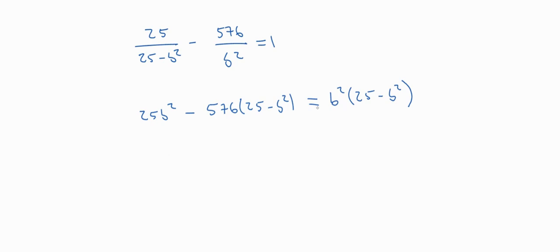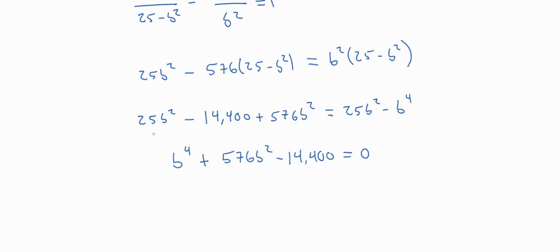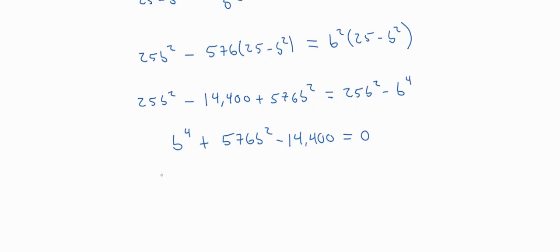I'm going to multiply things through, so I'm going to get 25b squared minus, this is going to become 14,400 plus 576b squared, and this equals 25b squared minus b to the fourth. And let's go ahead and rewrite that as b to the fourth plus 576b squared and minus 14,400 equals 0. We can notice there in that step that the 25b squared canceled out with the 25b squared on this side. Okay, so now what we're going to want to do is we're going to want to factor.